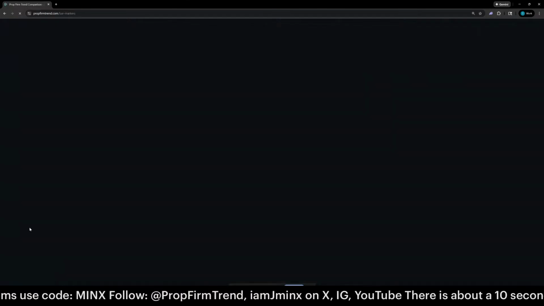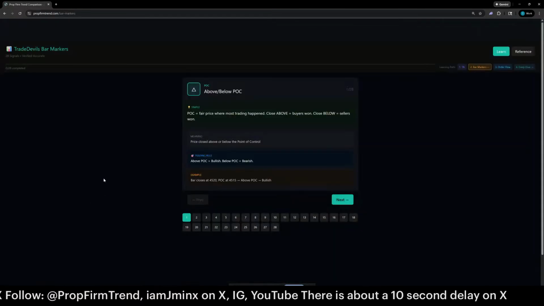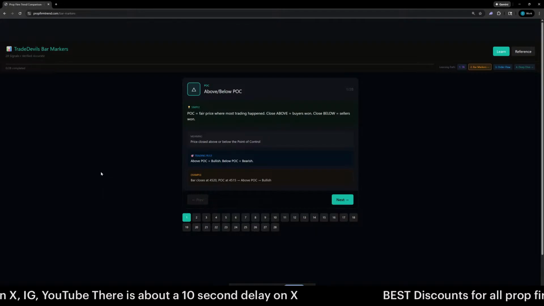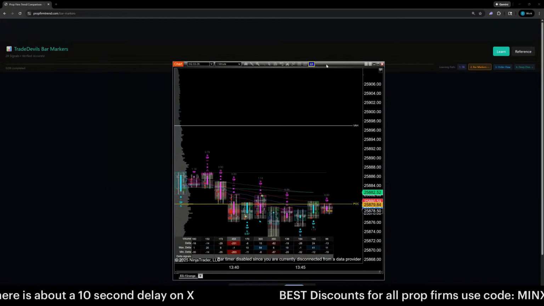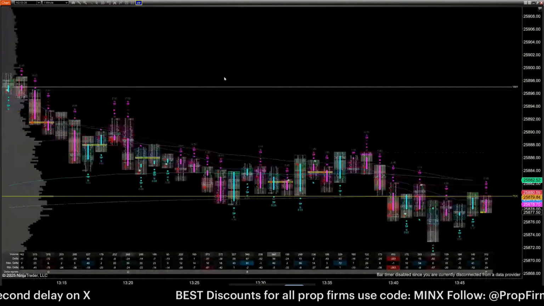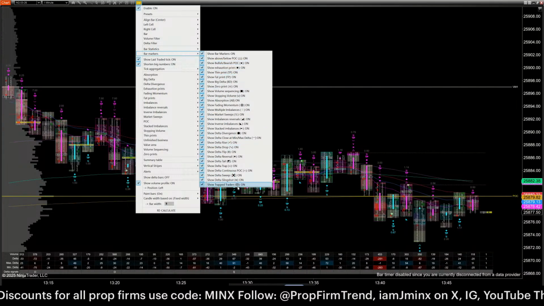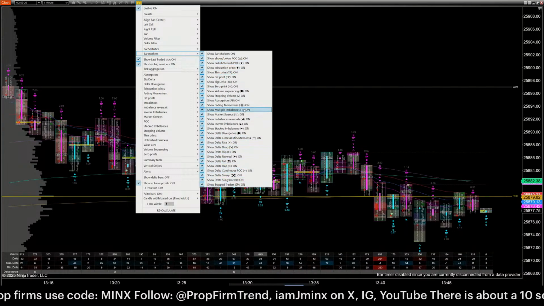Then when we get to the order flow footprint, here we have bar markers. Okay. It tells me what each bar marker does.